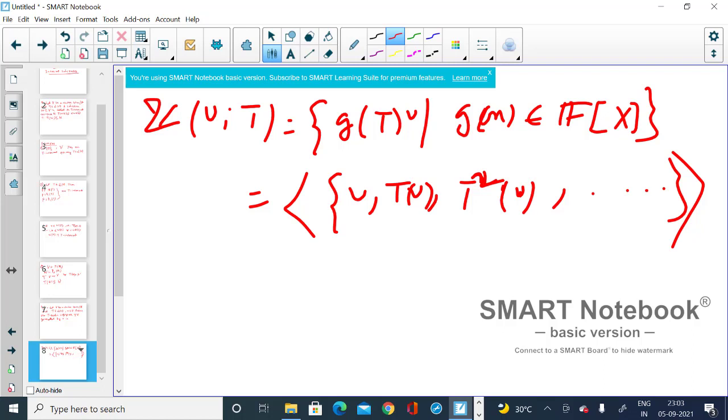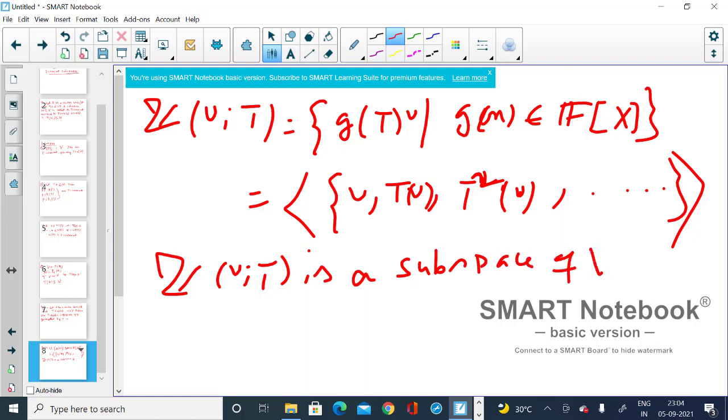One can easily prove that this is a subspace of V. This is homework, you can easily prove it. Not only that, this is actually a T invariant subspace. So this is also T invariant.